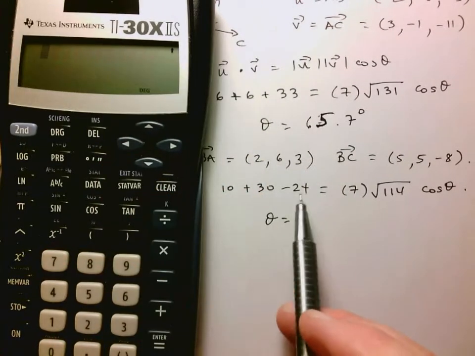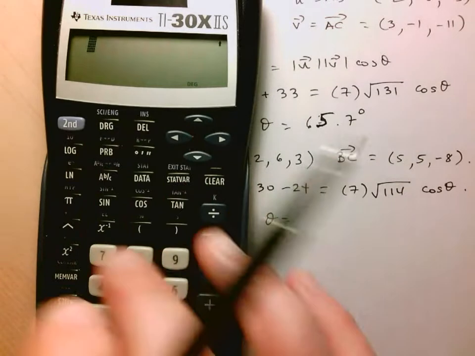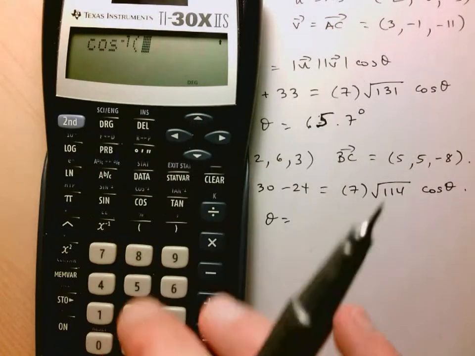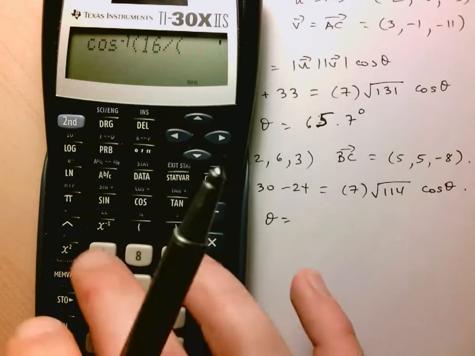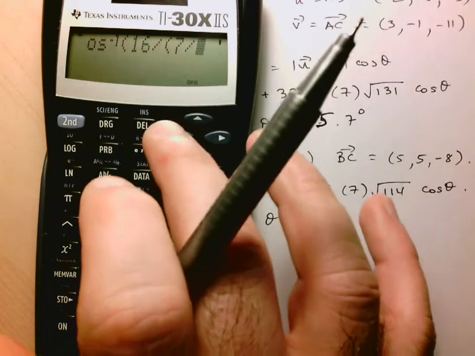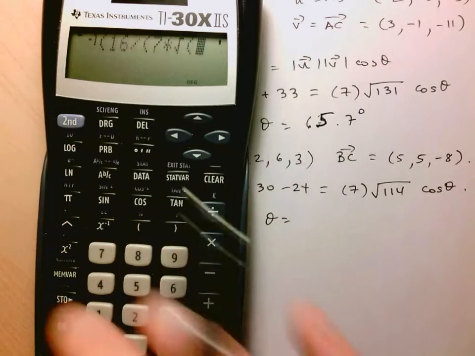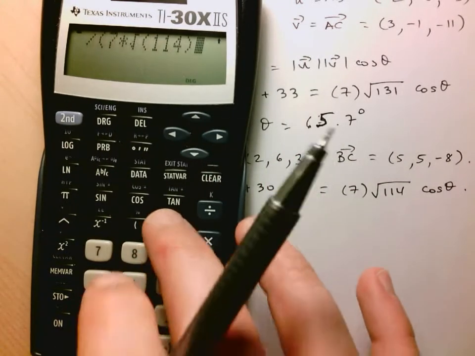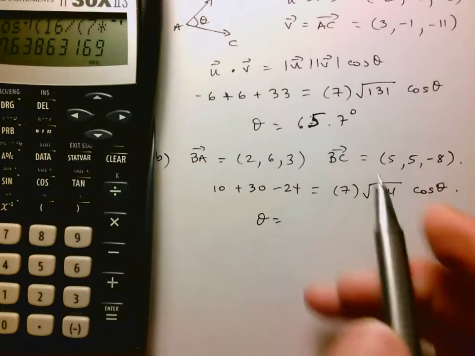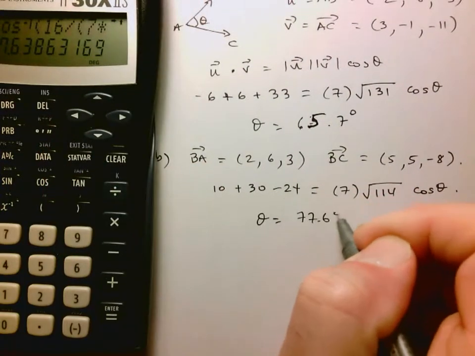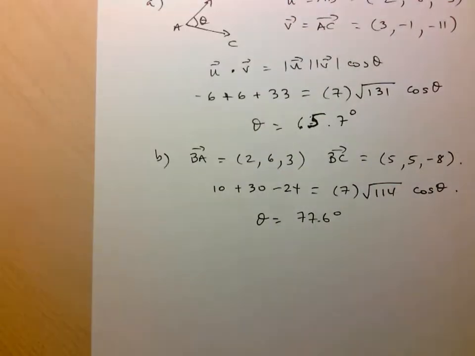We had 40 minus 24 is 16, so we've got cos inverse of 16 divided by 7 times the square root of 114. Okay, and that gives 77.6 degrees. So already that's larger than the other one.